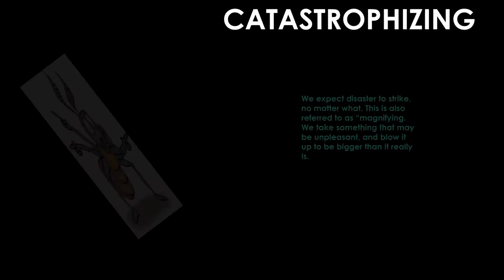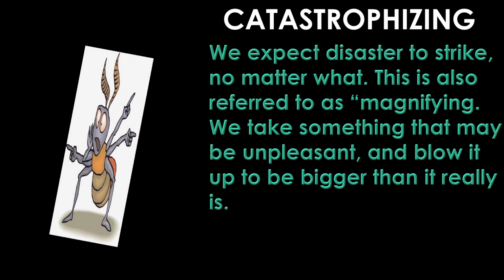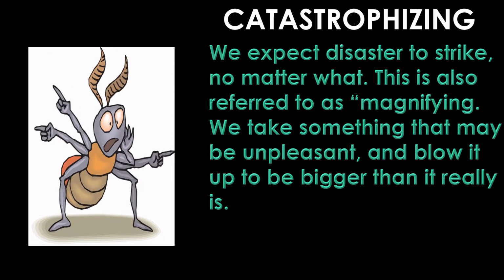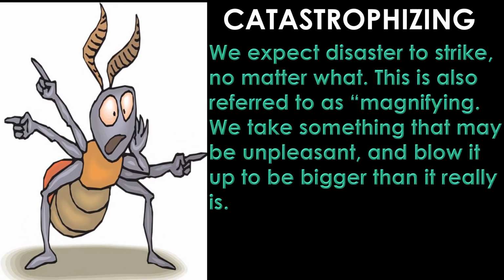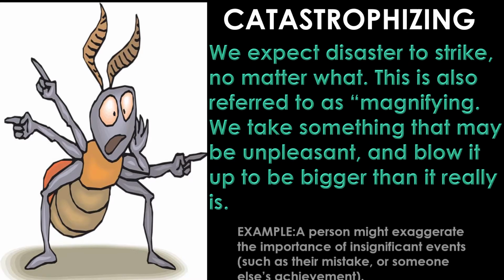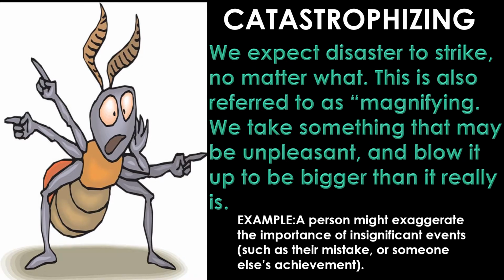This ant is all about catastrophizing. We expect disaster to strike no matter what. This is also referred to as magnifying. We take something that may be unpleasant and blow it up to be bigger than it really is. An example here is a person might exaggerate the importance of insignificant events, such as their mistake or someone else's achievement.